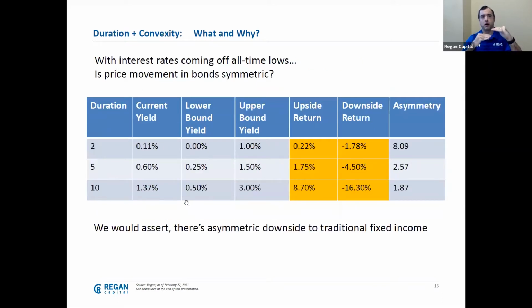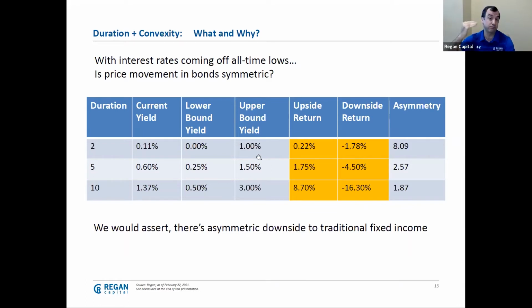But our thesis, or what we would assert right now, is that because rates are so low, our starting place is so low on interest rates, that they can't go down 1%. So here we input our current yields of 2-year, 5-year, and 10-year treasuries. We look at lower bounds of 0, 0.25, and 0.5%. That's really where we think rates could go, and basically where they were last March. The 10-year briefly got down to about 0.35.